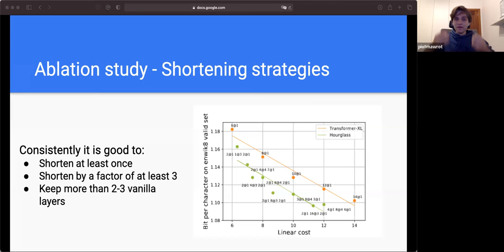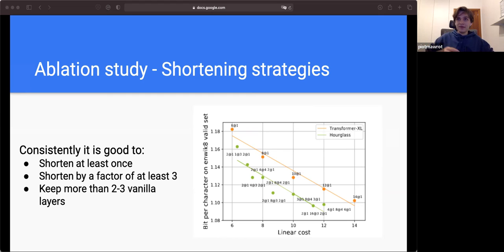And finally, I want to talk about the scaling laws of transformers. So we all have heard that if you have a big data set, then the bigger the model, the better the results. We wanted to compare various hierarchies of Hourglass with the Transformer XL baseline to make sure that scaling laws hold.